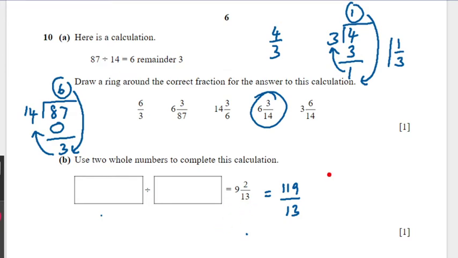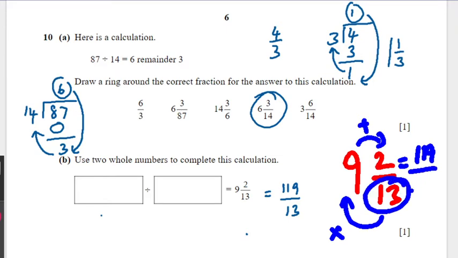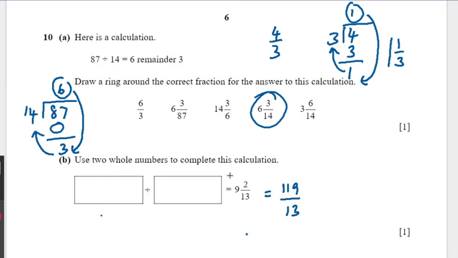So how to convert 9 2 over 13? We multiply first, right? And then add to the answer, so you get 119 over the denominator 13. So here you can write 119 over 13, which means 119 divided by 13. That's all. Okay, move on.